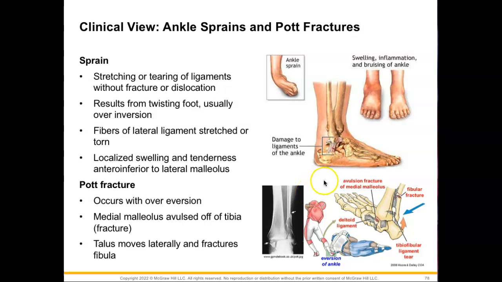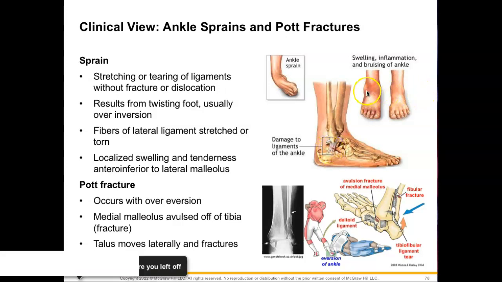Now let's talk about that sprain. This is going to happen when we have over-inversion of the foot, where we're going to get a stretching of those lateral ligaments we just talked about. We are not going to have any fracture or dislocation take place here, just a stretching or tearing of these ligaments. And then over time after that happens, you will get localized swelling and tenderness in the anterior inferior to lateral malleolus region.